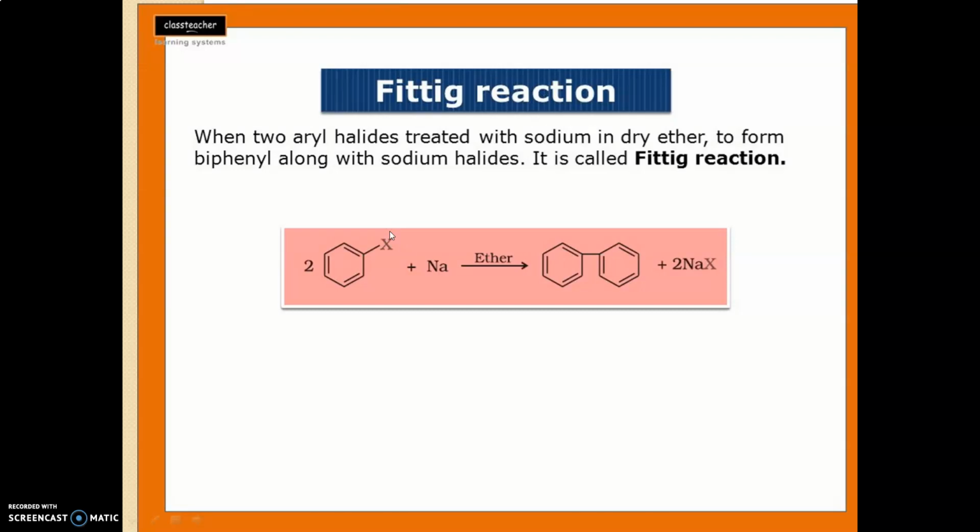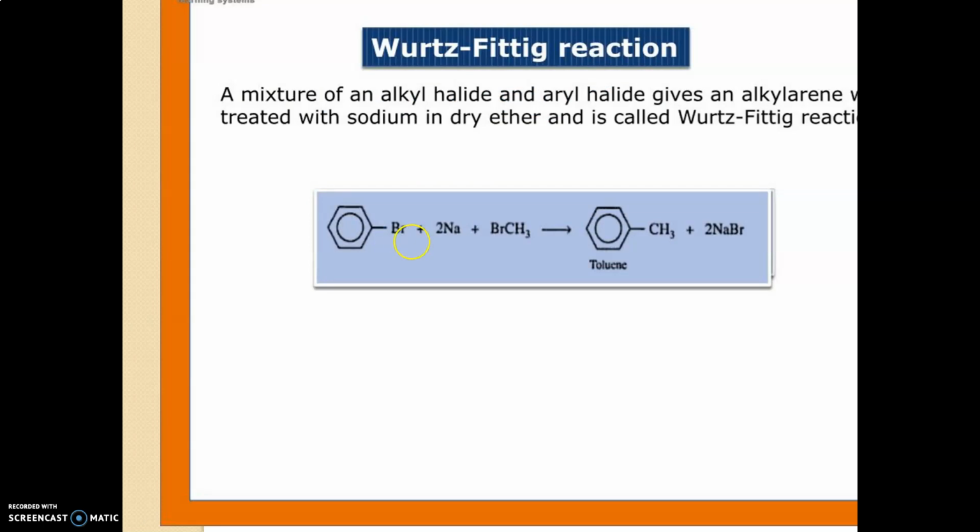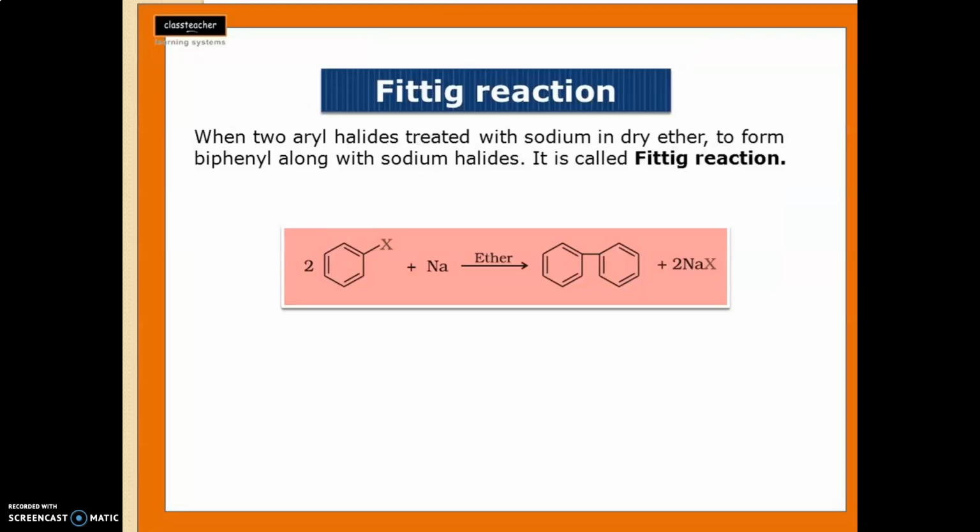Then we'll check the Fittig reaction. If we treat one alkyl halide and one aryl halide, this is known as Wurtz-Fittig reaction. The Fittig reaction is when we treat only 2 aryl compounds in the presence of sodium and ether, we'll get a coupling product, diphenyl, and sodium halide NaX. So we have to take 2 aryl halides. So it is a coupling reaction, and it is also a very important reaction. We'll get biphenyl. This compound is known as biphenyl.